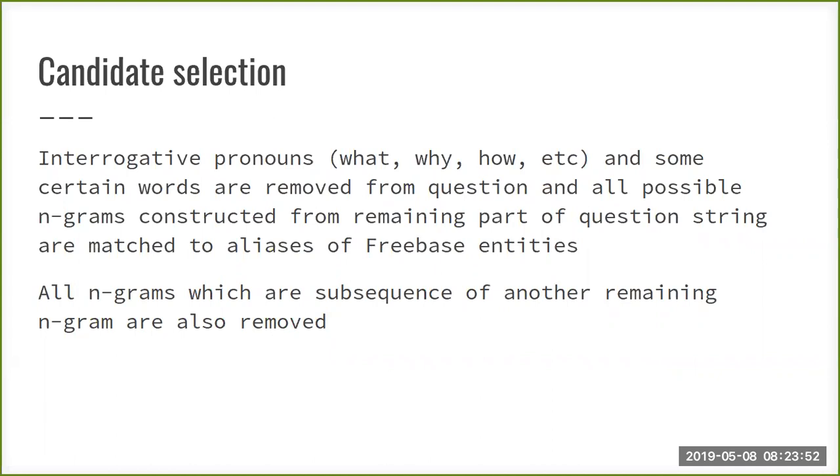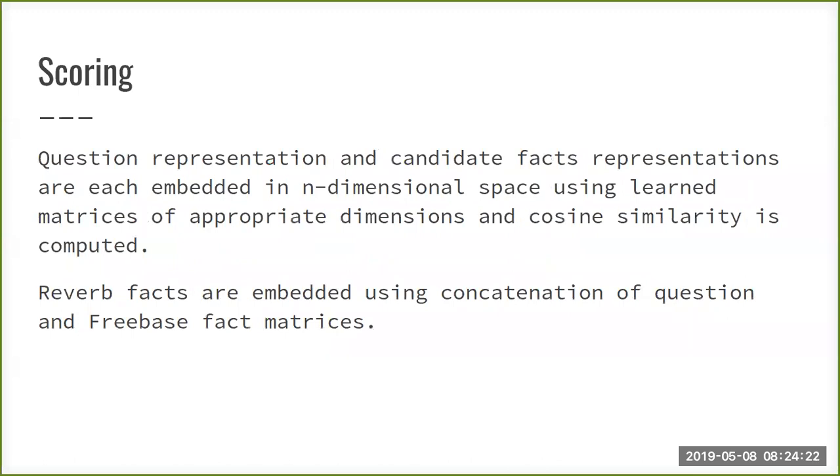Then they pick the longest n-grams which match. So if the entity is a string of 2 words, and it got matched, and there are three n-grams that match it, one bigram and then other ones are just single grams, they would remove those single words and just leave the thing that matches most. And then they would do the scoring.